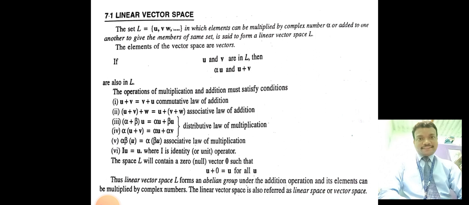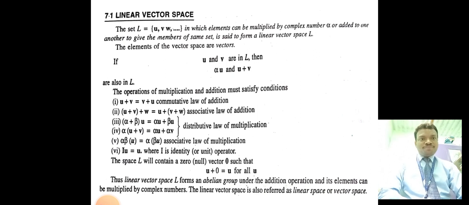Consider the set capital L, which is equal to u, v, w, etc., in which elements can be multiplied by a complex number alpha or added to one another to give members of the same set. Such a set is said to form the linear vector space L. The elements u, v, w, etc. are called the vector elements.